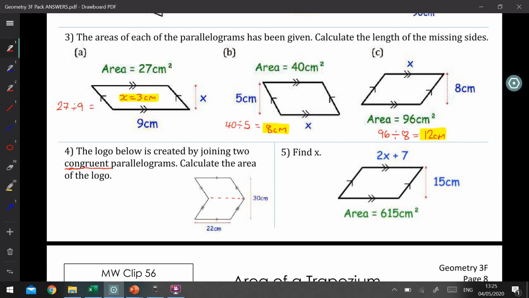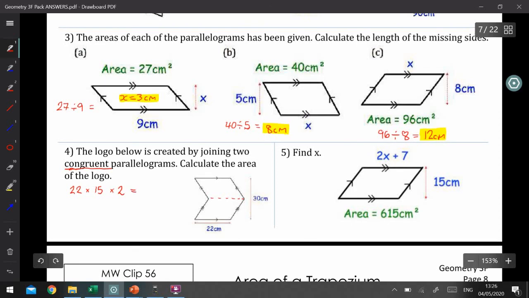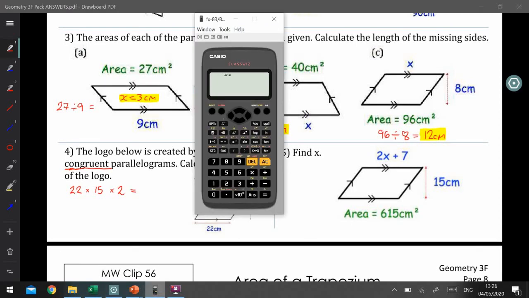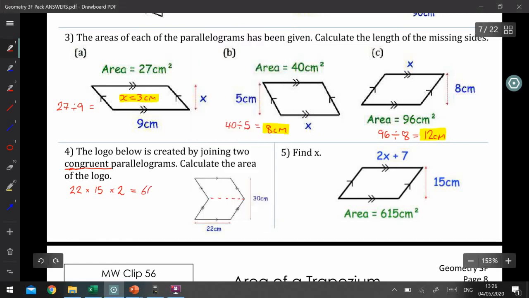Okay, so we've only got to work out the area of one of these parallelograms and then double it, and we've got the area of the entire logo. So we know that the base is 22. We know that the height of one of the parallelograms is half of this, so 15. So we're going to do 22 times 15 and then times 2 because we've got 2 of them. Some of you may have spotted that it's exactly the same as just doing 22 times 30. Anyway, put that in our calculator and find out what the answer is. 660 centimetres squared, or square centimetres.